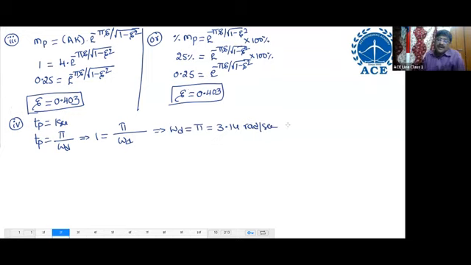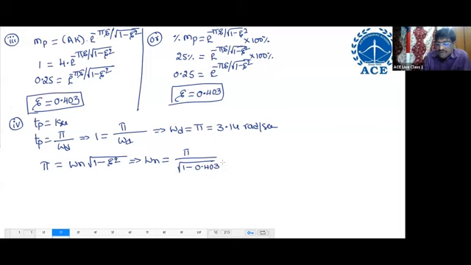Next, get the omega n. So pi equals, you take exact value, no problem, omega n into, what is omega d? Omega n into root of 1 minus zeta square. Now find omega n. So pi by root of 1 minus zeta square. What is zeta? 0.403 whole square. Get the value of omega n.